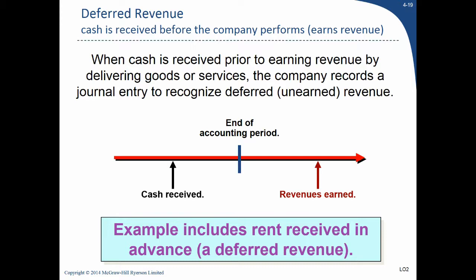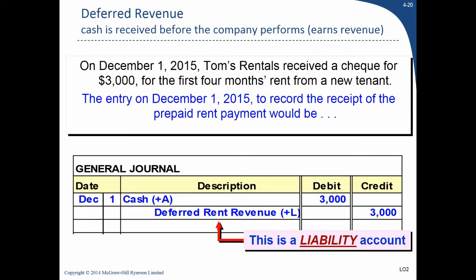Okay, this is just a graphical example. It's the same information, just presented differently. Okay, so journal entry, you guys should all be very familiar with this.